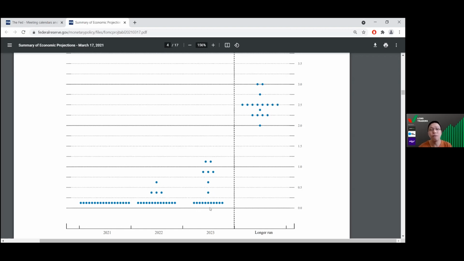Of course, if dots are being shifted downwards, then it implies dovishness from the Fed, okay? It means that we don't see interest rate to be up there by 2023, which is not a good thing. Okay, so that is for the dot plot.